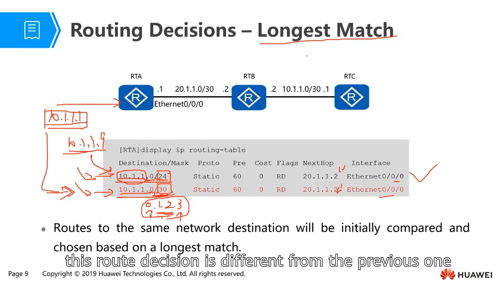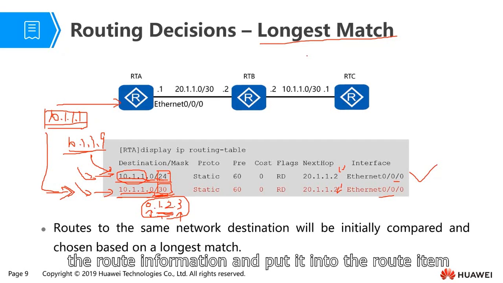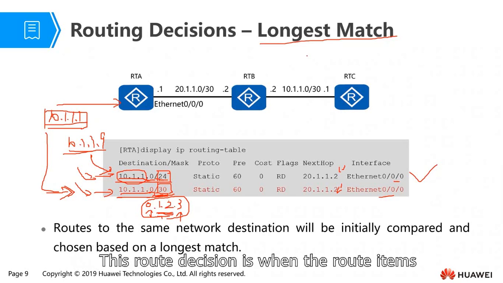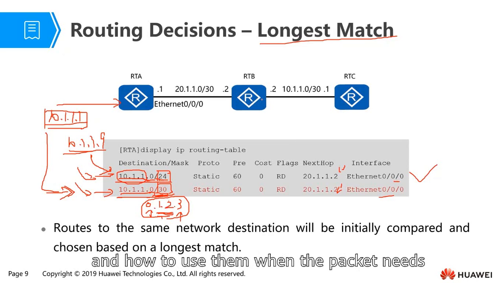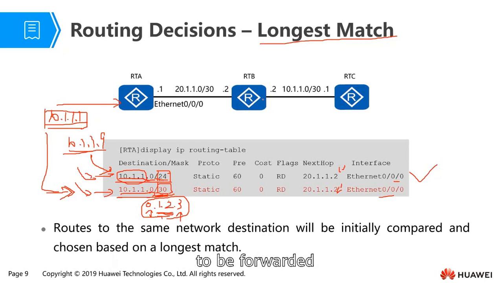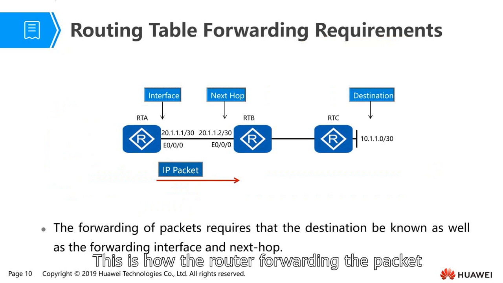This route decision is different from the previous one. The previous one compares the route information and puts it into the routing table. And this route decision is for when the route items already exist in the routing table, and then how to use them when the packet needs forwarding. Okay, this is how the router forwards the packet.